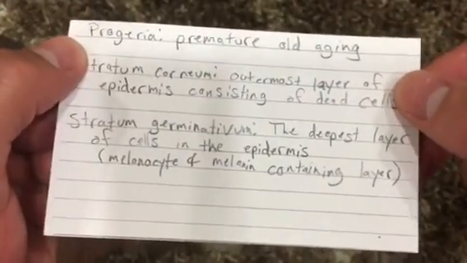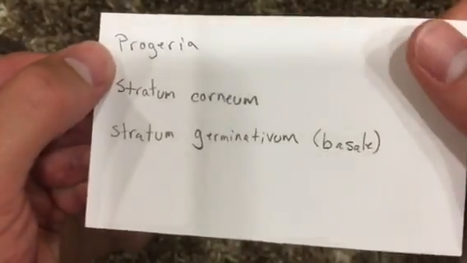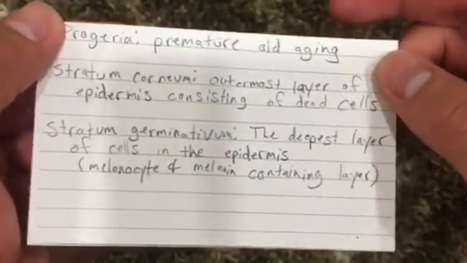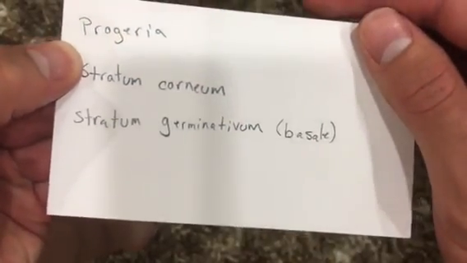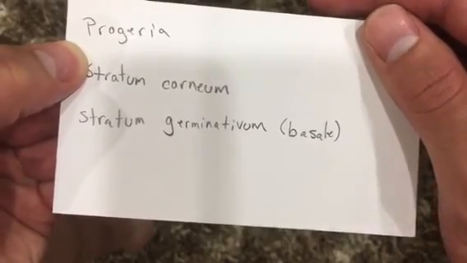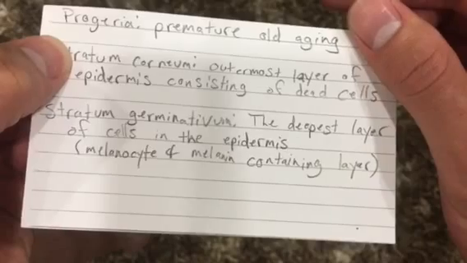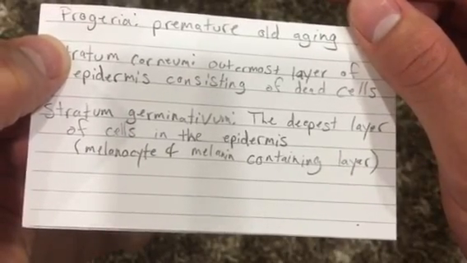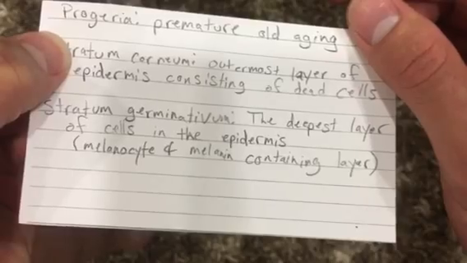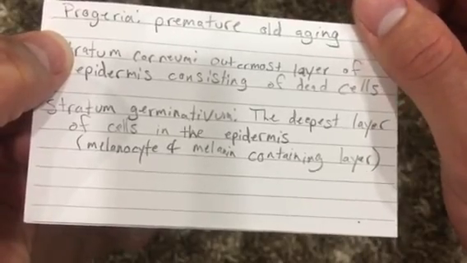Progeria, premature old aging. Stratum corneum, outermost layer of epidermis consisting of dead cells. Stratum germinativum, basal. Stratum germinativum, the deepest layer of cells in the epidermis, melanocyte and melanin containing layers.